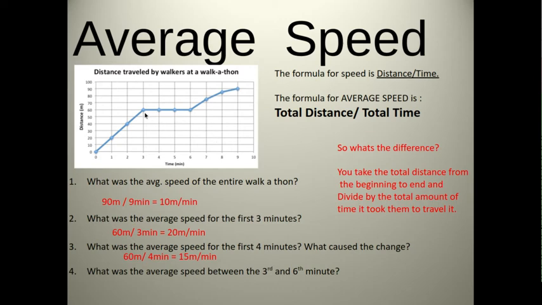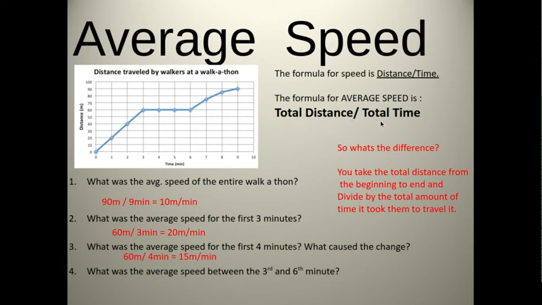All right, so question 4. What was the average speed between the third minute and the 6th minute? Right here, we see a flat line. So at the third minute, we're at 60 meters. At the 6th minute, we were still at 60 meters. So our total distance in this time was 0. That's what I would put for my total distance.